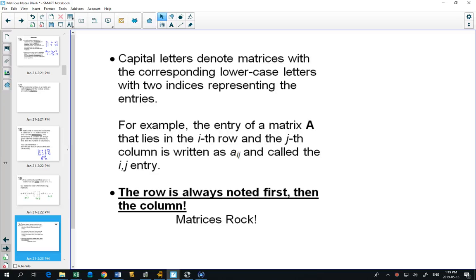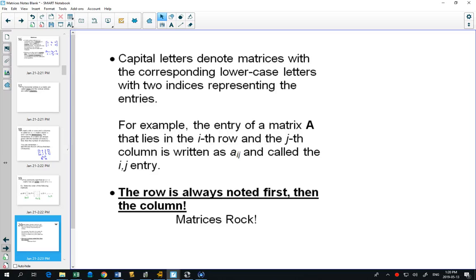Some other characteristics of matrices. We use capital letters to name matrices, and then we use little letters to talk about the elements or the separate numbers inside of the matrix. So the separate numbers inside of the matrix are called elements. The whole matrix can be labeled with a capital letter, and then little letters to represent what's inside.